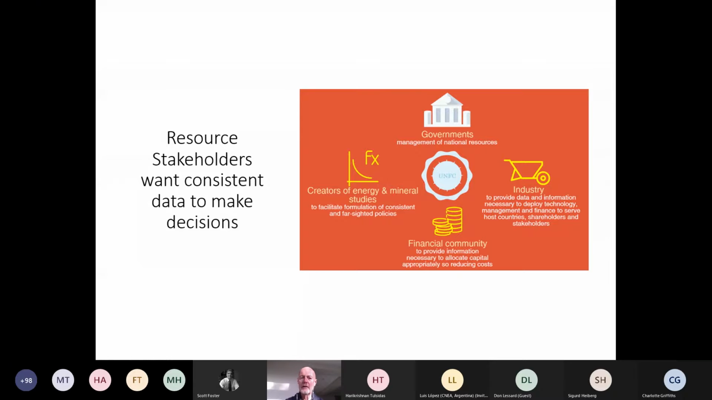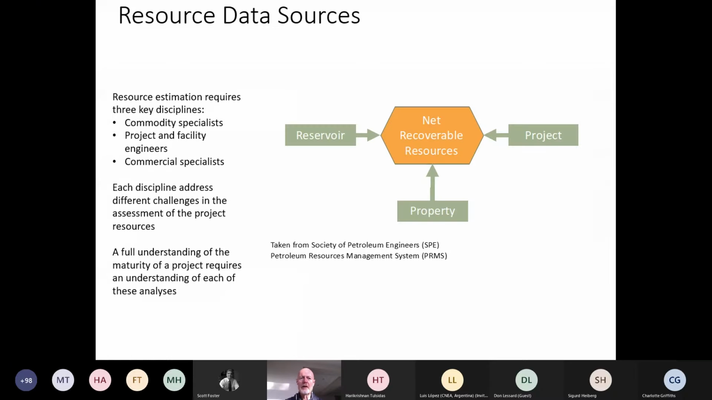So if we go on to the next slide, please. So if we think about resource data sources, really to make an estimate of where a project's maturity and the value of that project, and by value I don't just mean dollar value, I mean the value of everything that it's going to provide, we really look at three groups of individuals and specialists that come into this. There's the commodity specialists that look after that commodity and can make good quality estimates about it. There's the project and facility engineers that go into developing the project, and the commercial specialists around that.